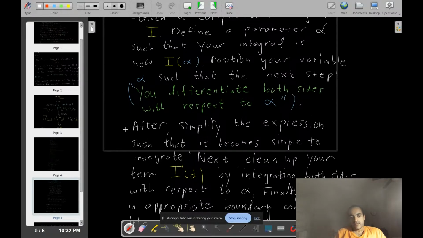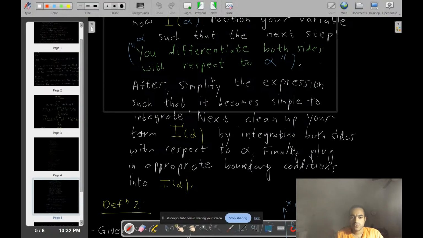Okay. Then this would be step 3, I say, after. Simplify the expression such that it becomes simple to integrate. So after differentiating both sides, simplify it such that it's easy to integrate. You should be able to integrate it based off some sort of mathematical method that you already know. Hence the reason why my book is called Mathematical Methods, because it's so important.